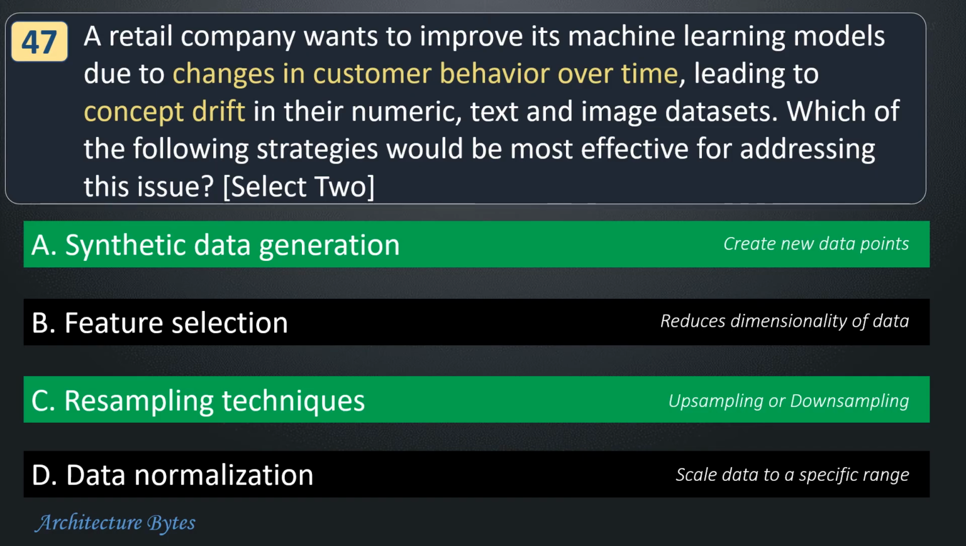Data normalization is a pre-processing step that scales the data to a specific range, which is important for certain machine learning algorithms, but doesn't address the issue of changing data distributions over time.